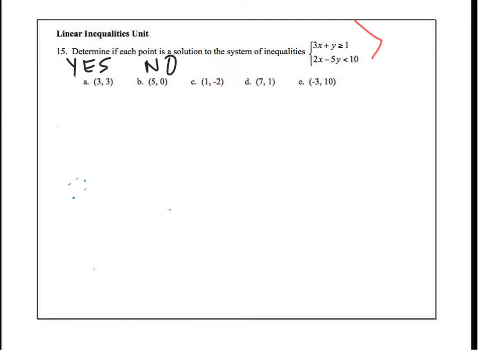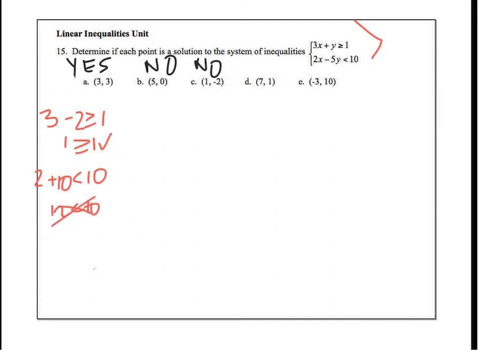And we'll check our next one. So our next point is 1, negative 2. When I plug that into my top inequality, I get 3 minus 2 is greater than or equal to 1. So that gives me 1 is greater than or equal to 1. That's true. Then we're going to get 2 times 1, which is 2, and negative 5 times negative 2 is plus 10. Is that less than 10? So is 12 less than 10? No. So this is also a no here. Let's keep going on to our next one.